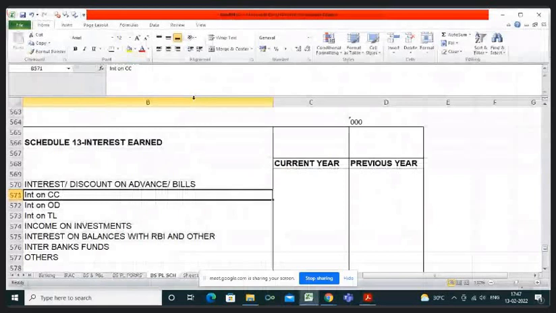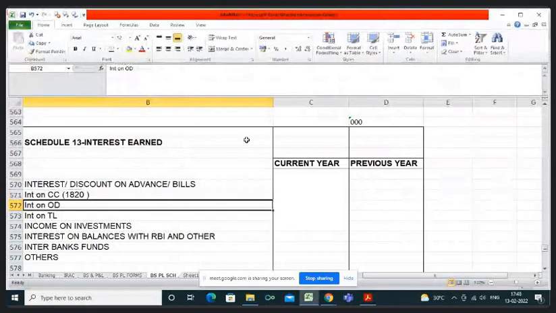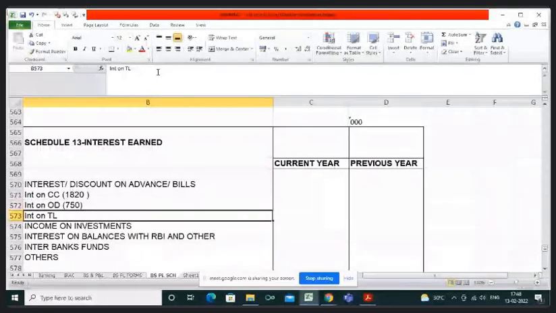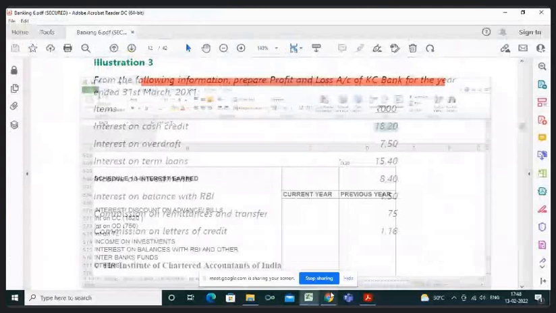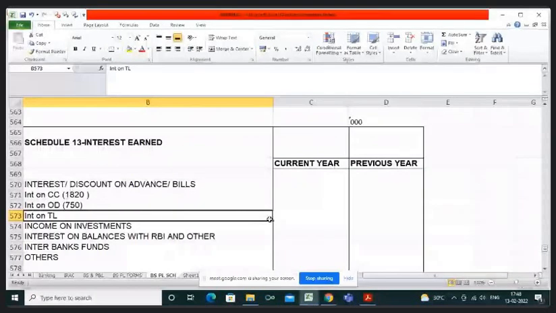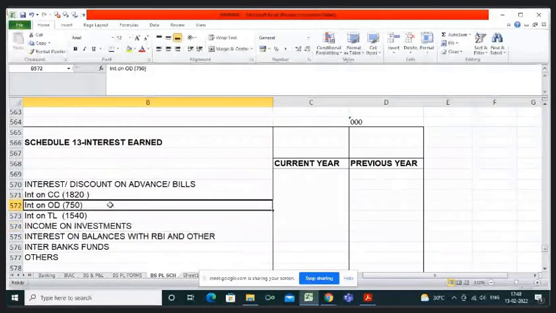Okay. So interest on CC, how much? 1820. I will write interest on CC is 1820 here. Because some adjustments are to be done, I am giving it here. Then interest on OD 750. Since we don't have a separate working note, we can show it as part of the schedule itself. And then interest on term loans 1540.